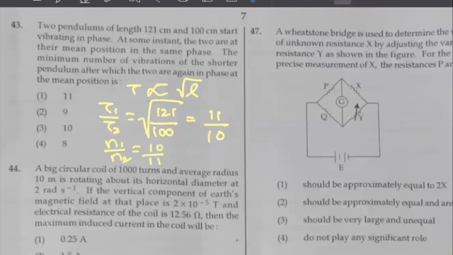So in 1 second, like in hertz, if you say, right? So anyways, not exactly in 1 second, but you can say N1, the first one, is having 10 oscillations and the second one is having 11 oscillations. So they want the minimum number of vibrations of the shorter pendulum. So who is shorter here?